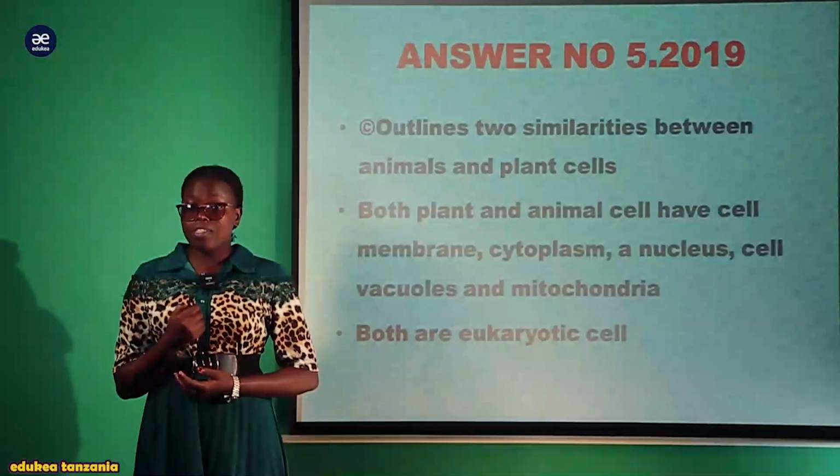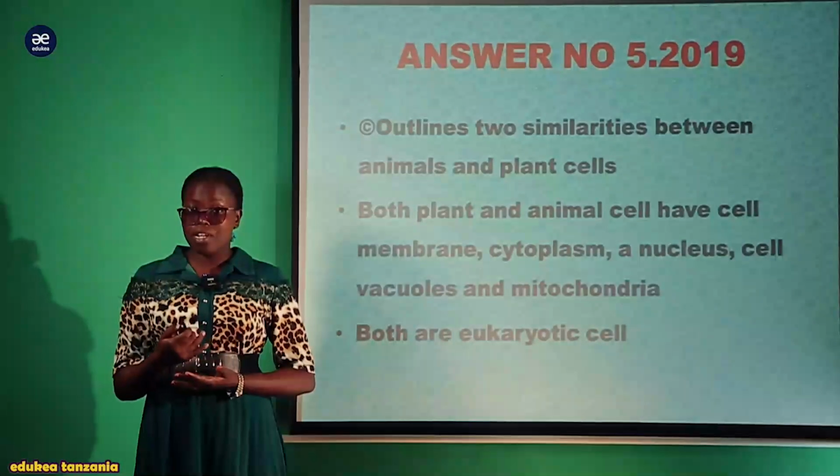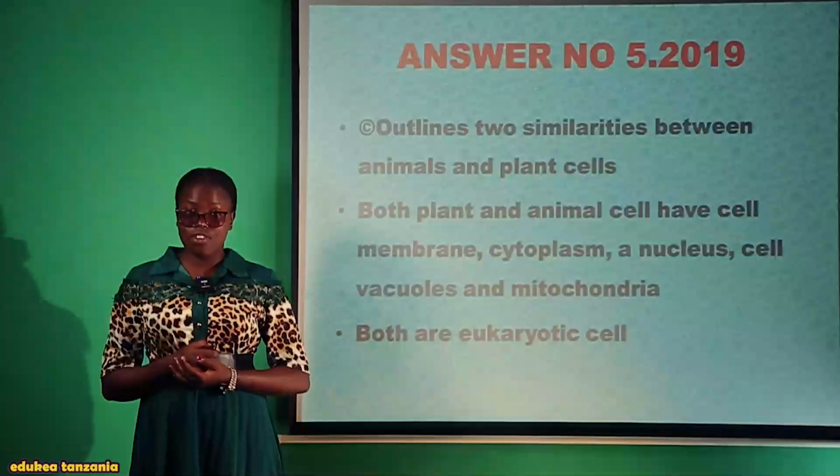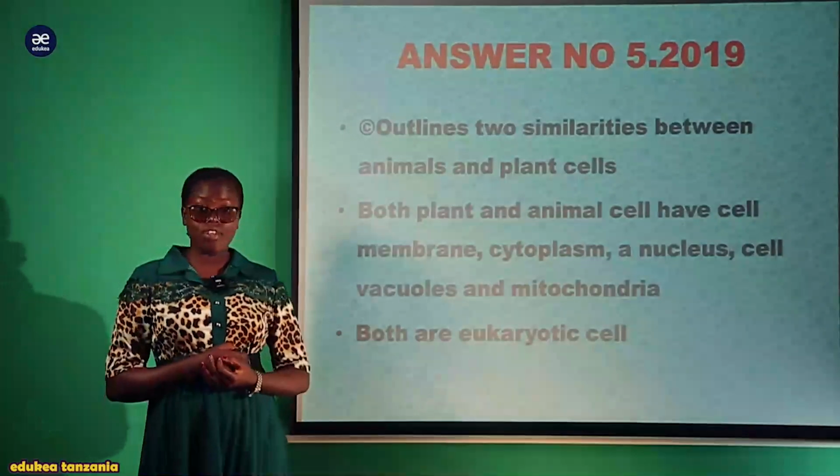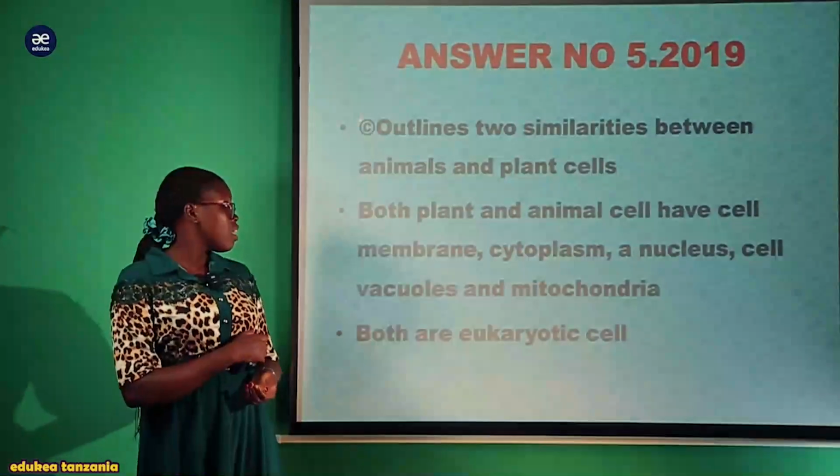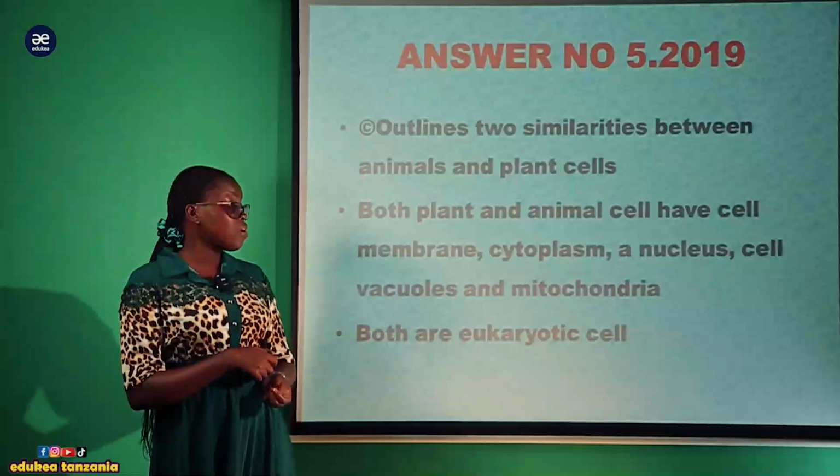Now that was all about the difference between the cell membrane and the cell wall. Hope that you have understood. The question for this one stated: explain two similarities between the animal and the plant cell.